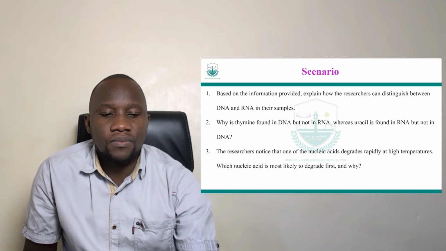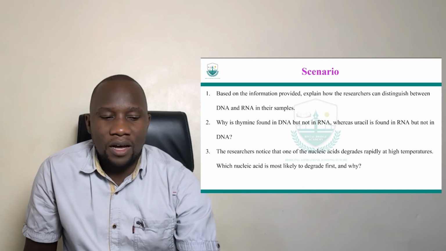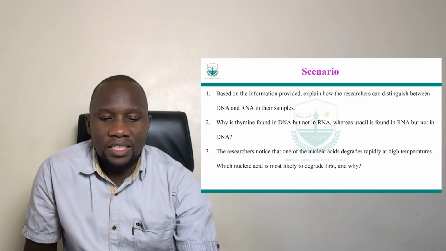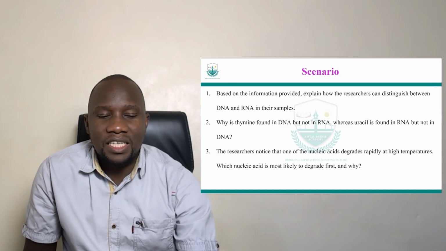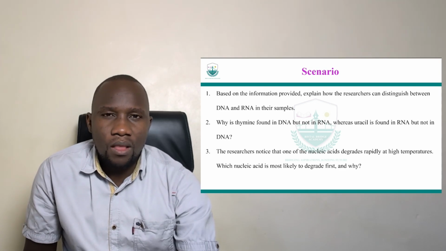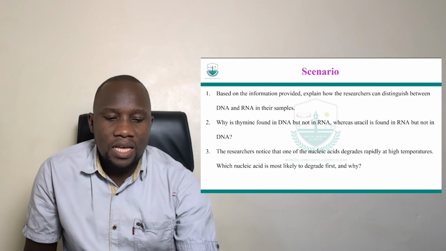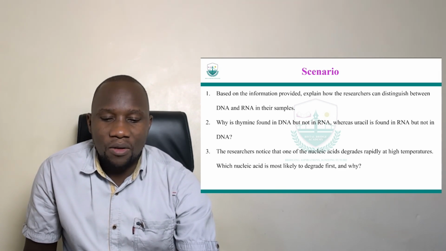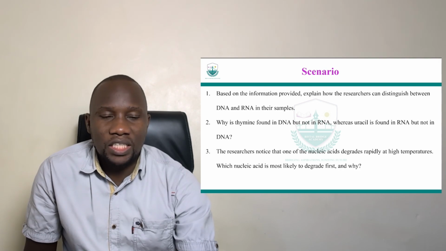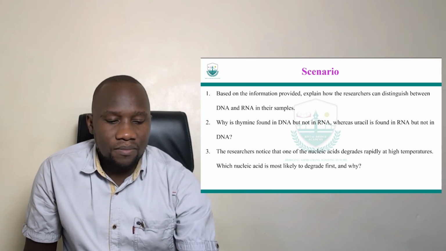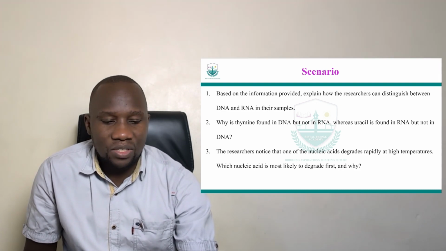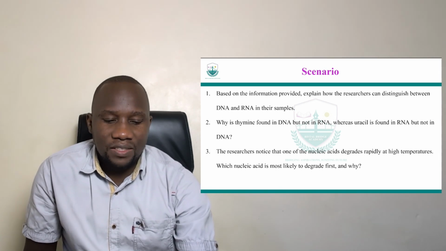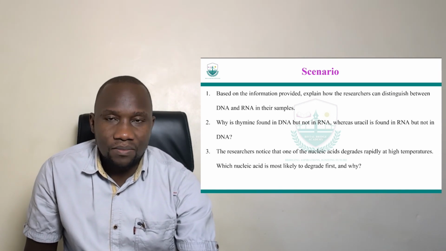So the questions for this scenario are: one, based on the information provided, explain how the researchers can distinguish between the RNA and the DNA in their samples. Two, why is thymine found in DNA but not RNA, whereas uracil is found in RNA but not in DNA? Three, the researchers noticed that one of the nucleic acids degrades rapidly at high temperatures. Which nucleic acid is that, and why does it degrade fast?